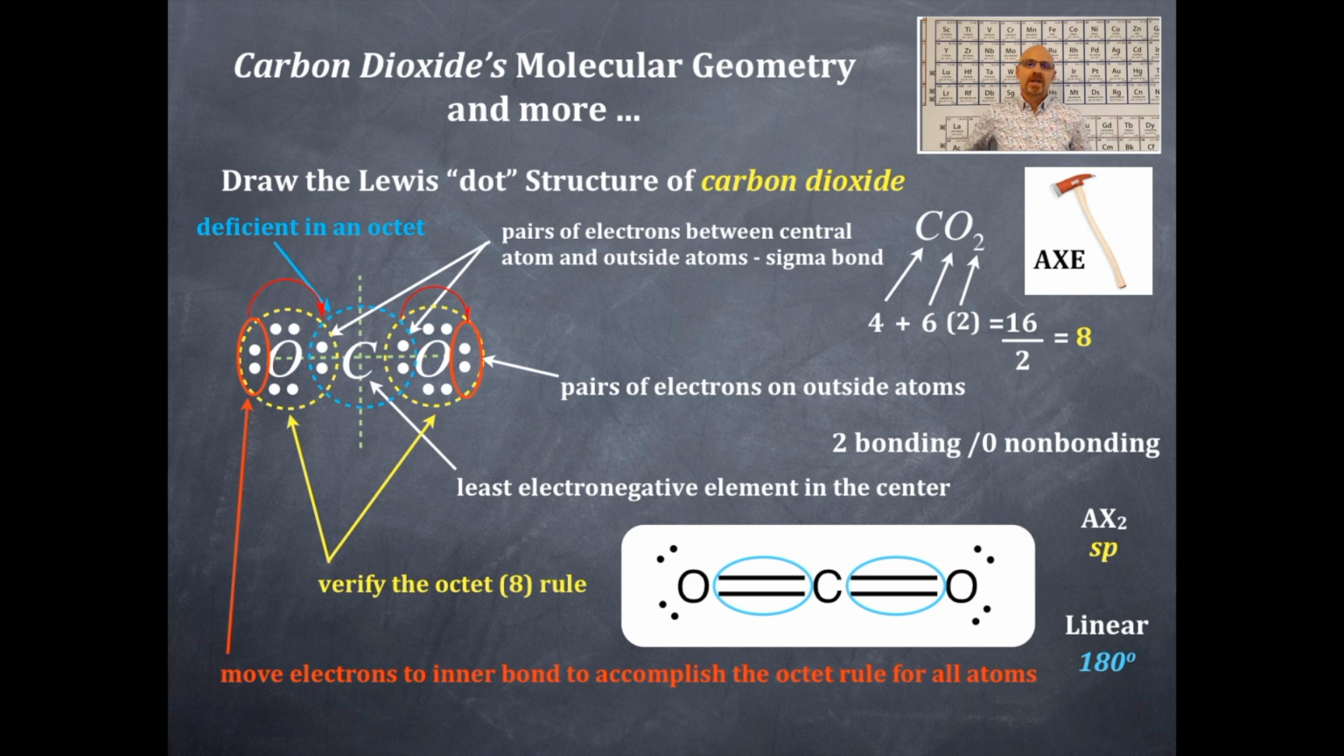Now I'm going to get the molecular geometry of this. The molecular geometry looks like this here. Hopefully you can see that. That's linear. That's 180. That's sp hybridized. These are the double bonds right over here that you cannot rotate.